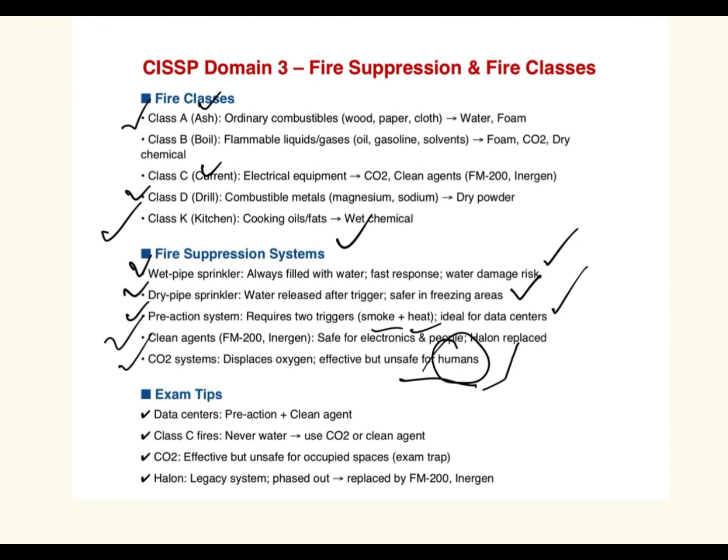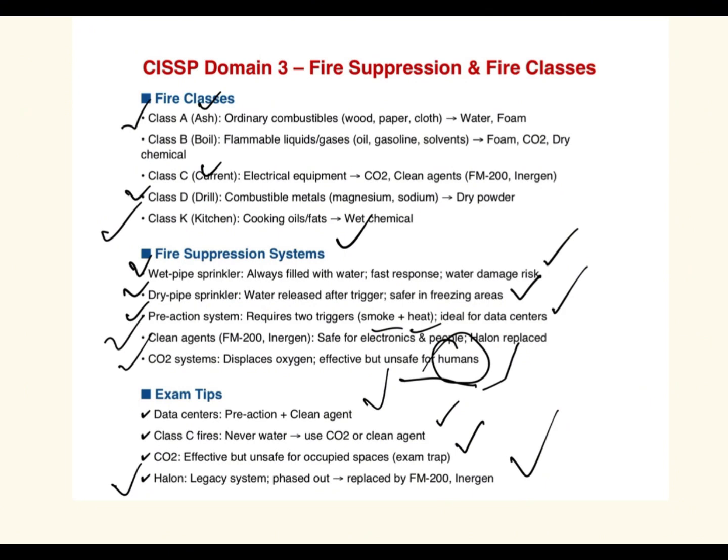Okay, exam tips: in data centers, pre-action plus clean agents are used. For Class C, never water; use CO2 or clean agents. CO2 is effective but unsafe for occupied spaces, that could be an exam trap. You need to understand this is very effective, but it is not good where we have people. The Halon legacy system has been phased out, replaced by FM200 and Inergen.